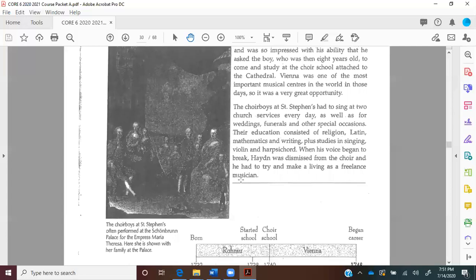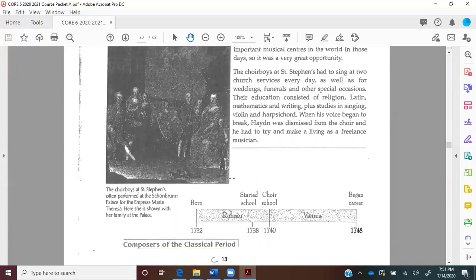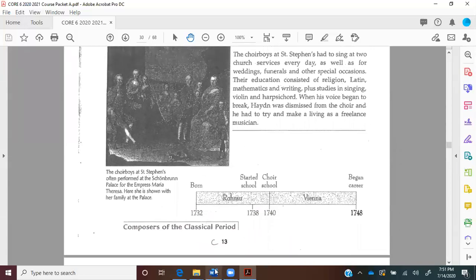When his voice began to break, or change, as we say, Haydn was dismissed from the choir and had to try and make a living as a freelance musician.